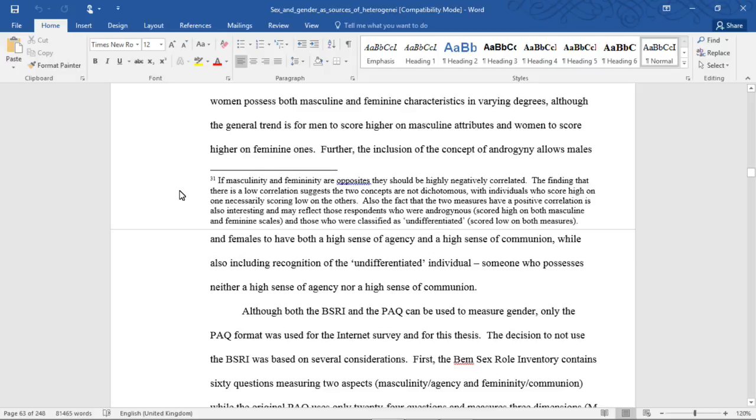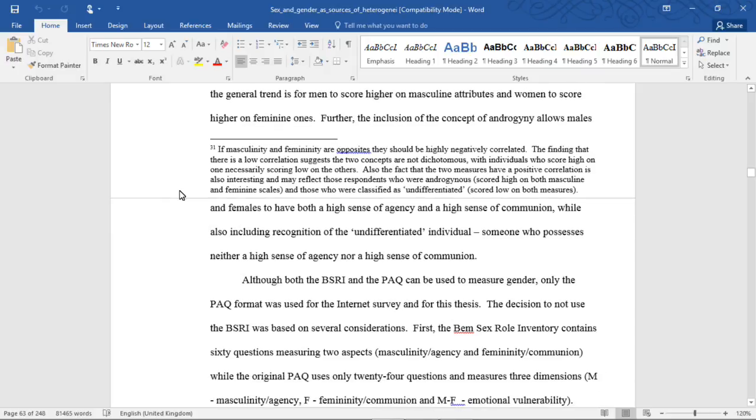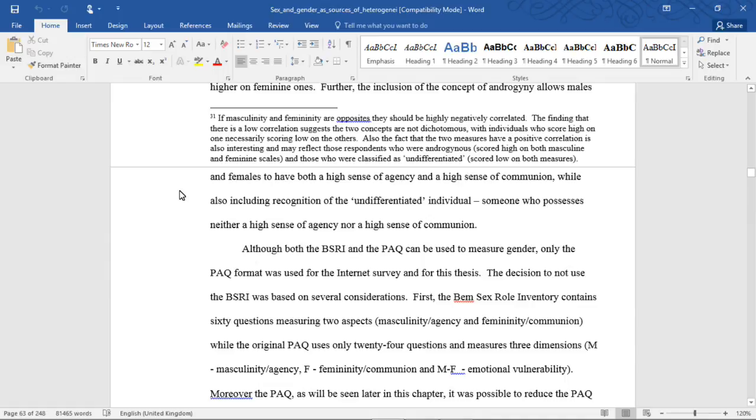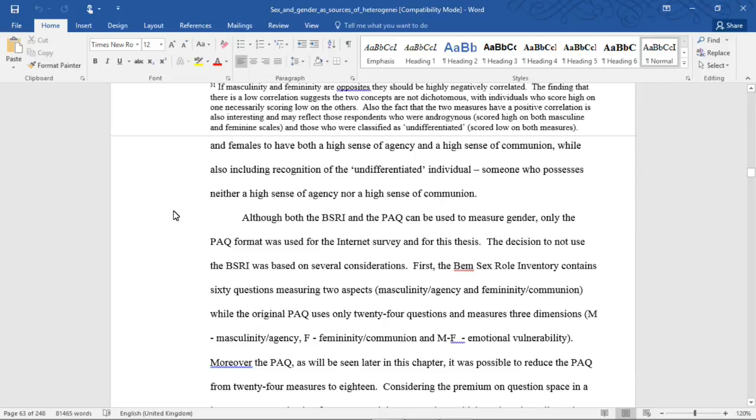Further, the inclusion of the concept of androgyny allows males and females to both have a high sense of agency and a high sense of communion, while also including recognition of the undifferentiated individual, someone who possesses neither a high sense of agency nor a high sense of communion.